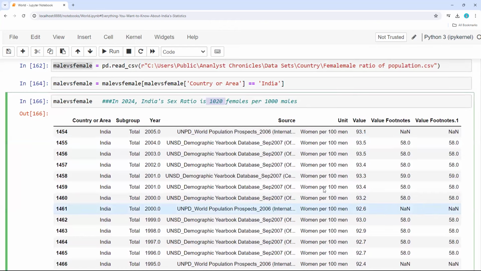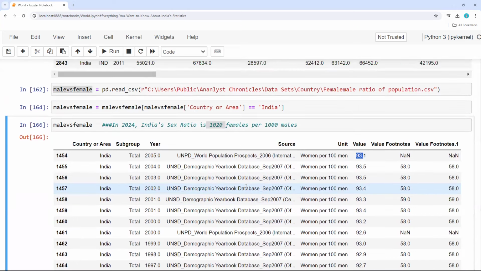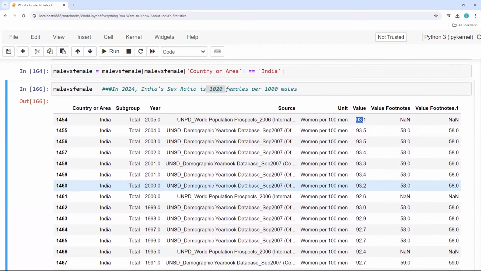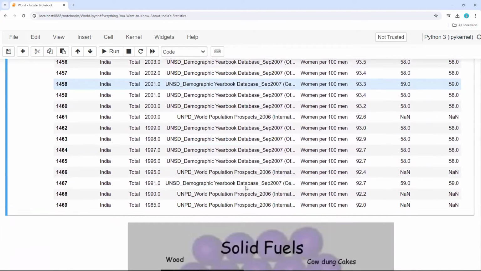It has increased, but when compared with the 2004-5 data, it was only 93. It has increased from 93 to 102, like a 10% increase in the female population in 20 years. So that is how you can see the male female population ratio data.